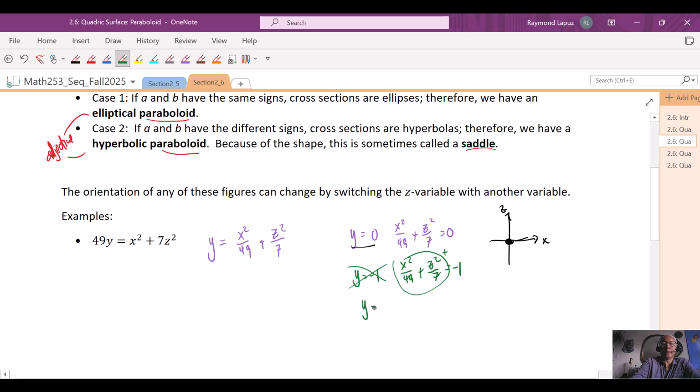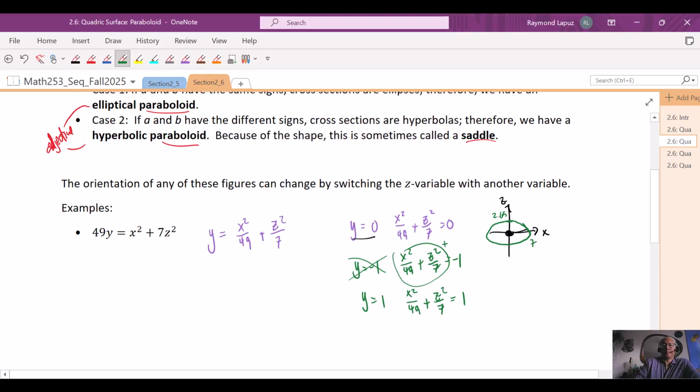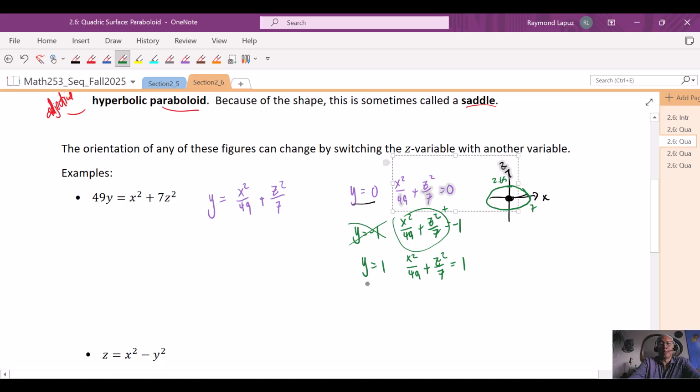Let's do y is equal to 1 for another trace. I got x squared over 49 plus z squared over 7 is equal to +1. Now we have an ellipse. This crosses the x-axis at 7, and I think the square root of 7 was like 2.65, so that's over here. So we have an ellipse for that. And then we can have this grow a little bit more, and we'll see that it's going to be ellipses that are getting larger and larger.